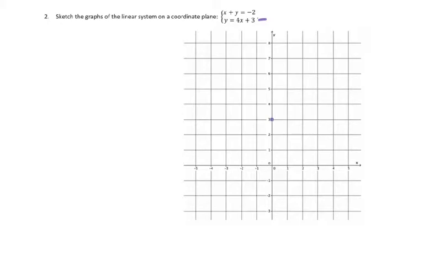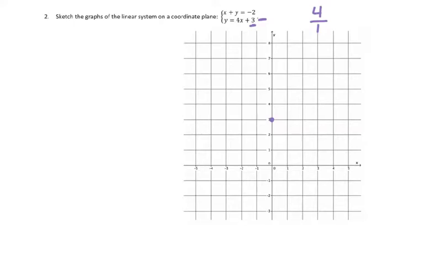So I'm going to come over to my graph, and I'm going to plot a point at +3 because that's my y-intercept. Okay? Now I'm going to use my slope to determine how many units up and to the right, because this is a positive slope, my next point on my graph will be. So since my slope is 4, I know that that slope is technically 4 over 1. So that means I'm going to move up 4 units and to the right 1 unit.